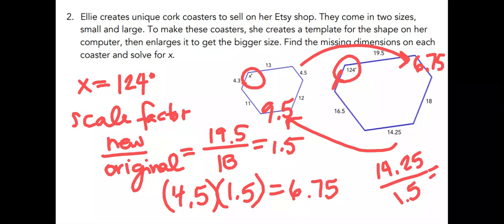Alright, so to find this side, we're going from the small to the bigger. Are we going to multiply or divide? We're going to multiply by our scale factor. So we get 6.45.